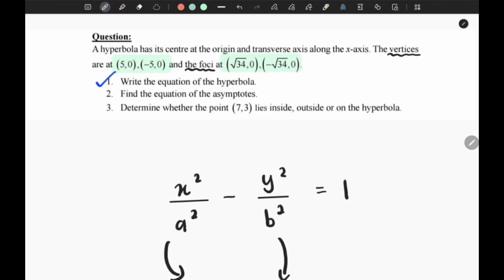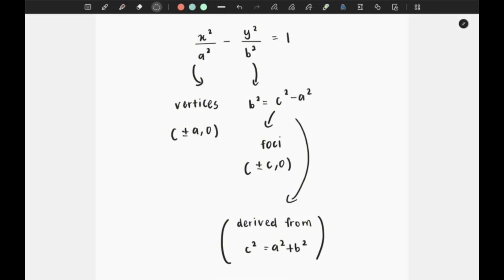So the question asks us to write the equation of the hyperbola. The equation shown is actually an example of the equation of a hyperbola. We already have the value of a, which is from our vertices. But how about b? How to get b? We need to do some calculations.